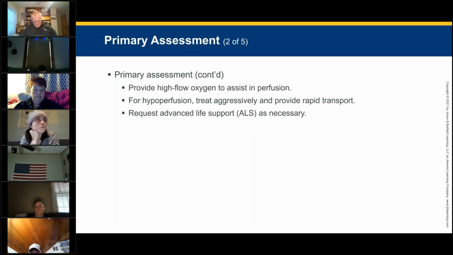Your primary assessment, you should provide high flow oxygen to assist in their perfusion. For hypoperfusion, treat aggressively, provide rapid transport, and always request ALS for these patients.